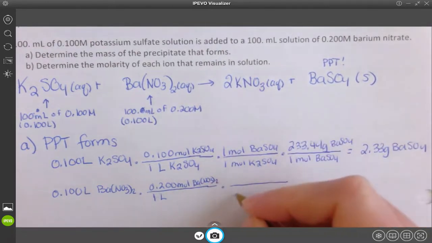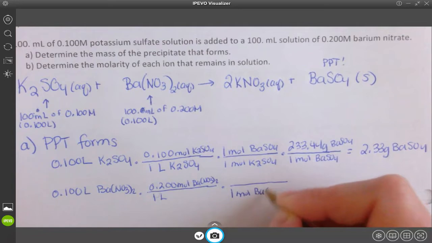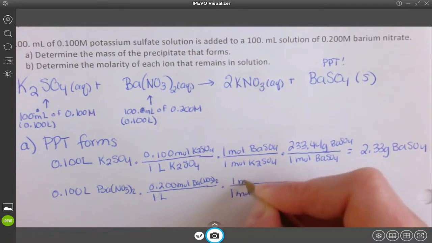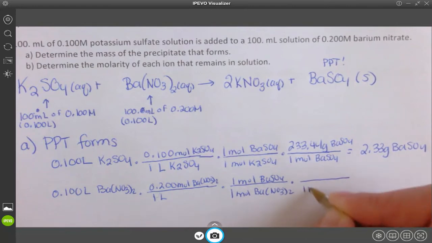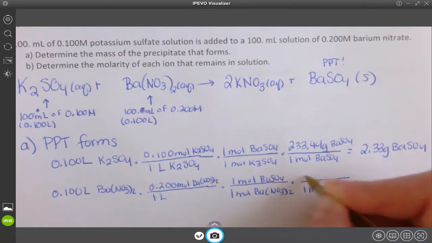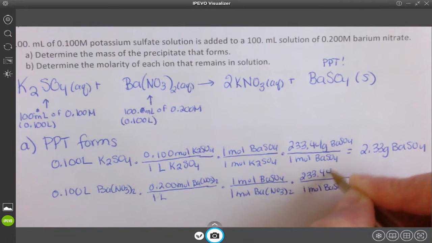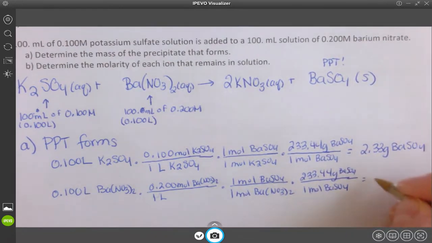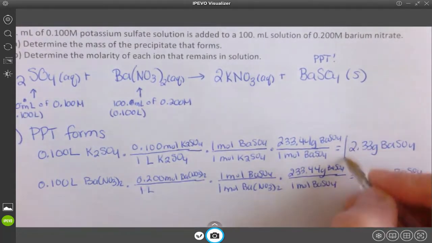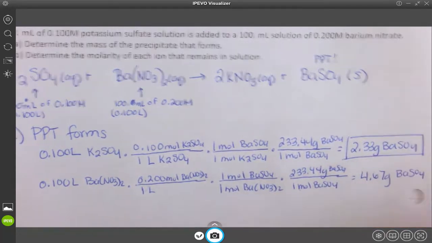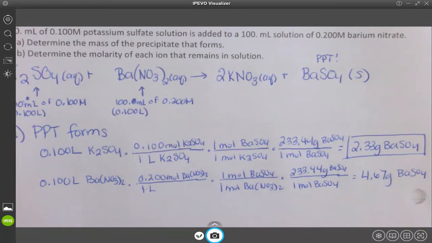Okay, using the mole to mole relationship here, for every 1 mole of barium nitrate, I can get 1 mole of barium sulfate produced. And then I'm just going to use the same molar mass here for barium sulfate, 233.44 grams. Okay, and when you plug that in and round to 3 sig figs, you get 4.67 grams of BaSO4 produced. So we know then that we can only produce 2.33 grams of my barium sulfate. So that is my answer.